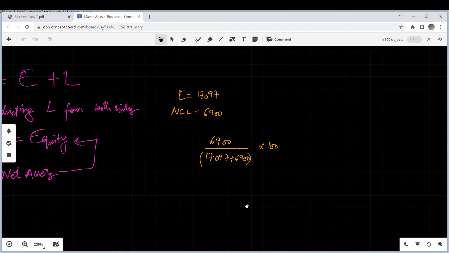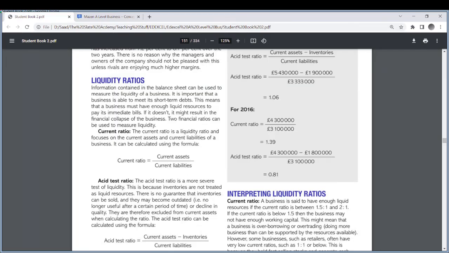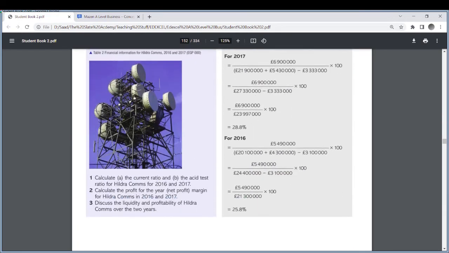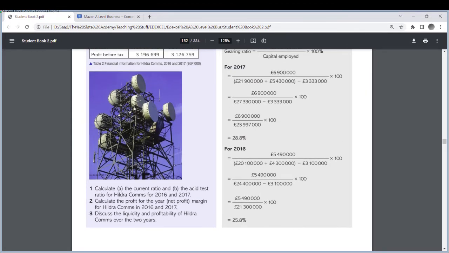Oh, okay. What did you get? 25.7 something. So you would have 25.8%. Now the business had a gearing ratio of 25.8% in 2016 and it increased to 28.8% in 2017. What's your comment on that?